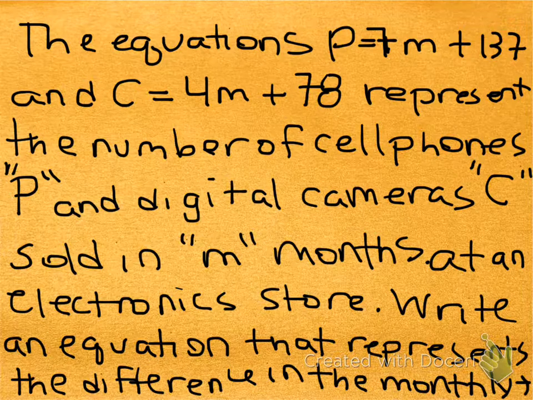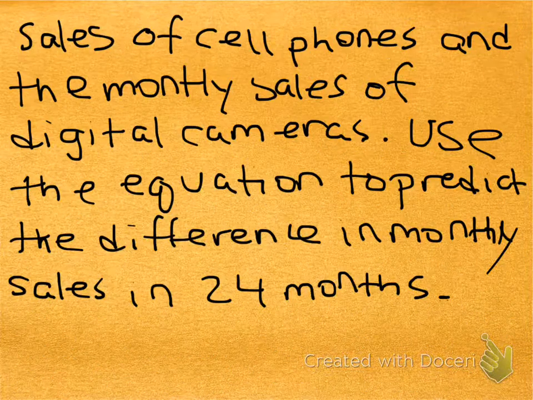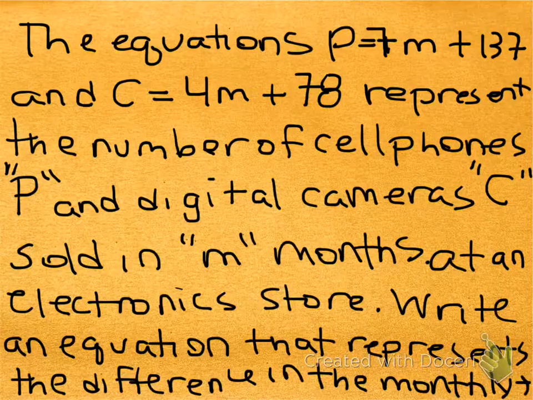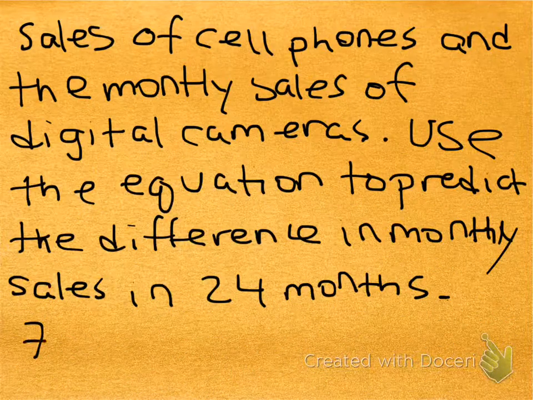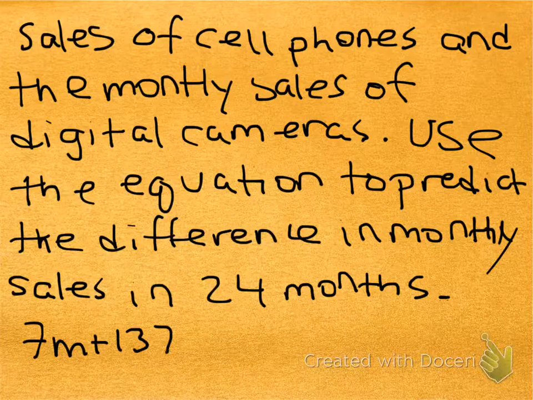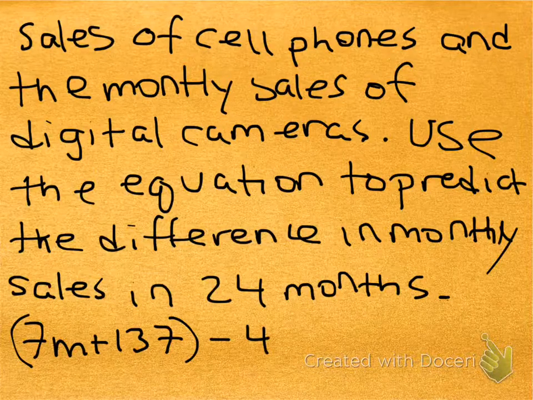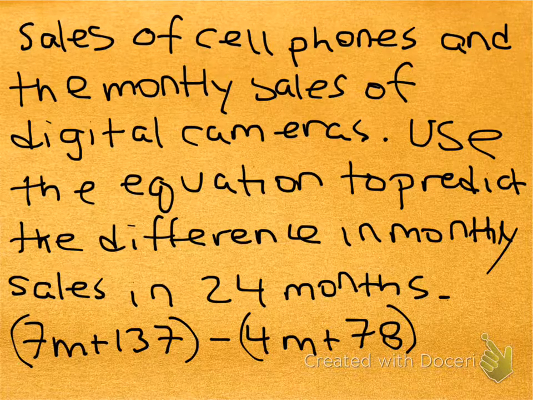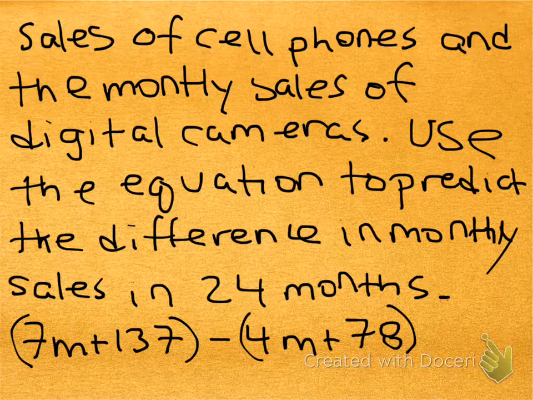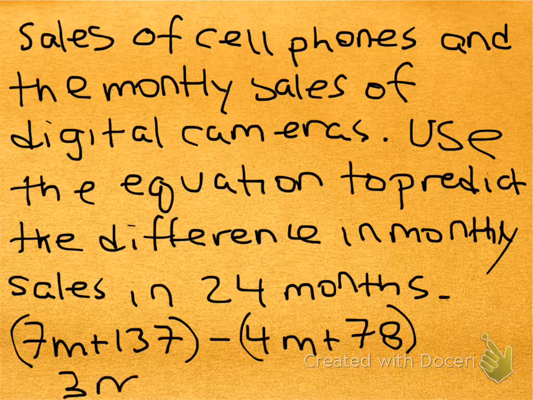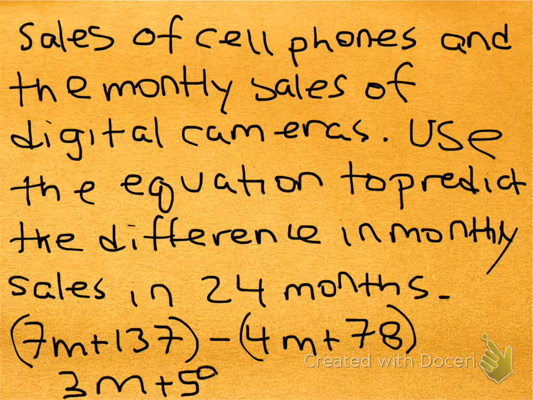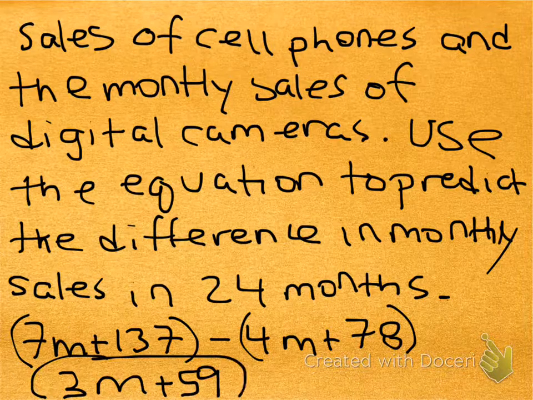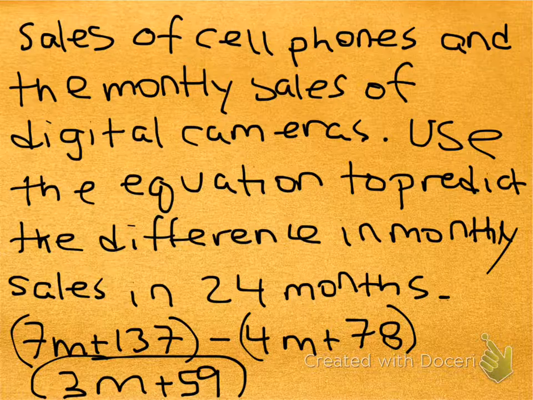So if you have 7m plus 137 minus 4m plus 78, we're going to do what we've done the last couple problems and subtract like terms. So 7m minus 4m is 3m, and 137 minus 78 is 59. So my equation is going to be 3m plus 59.